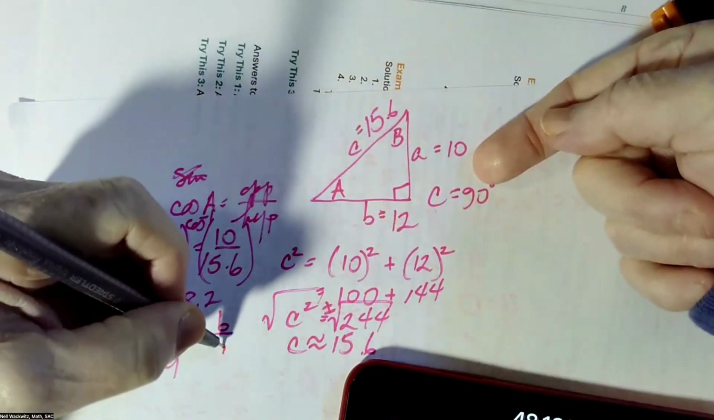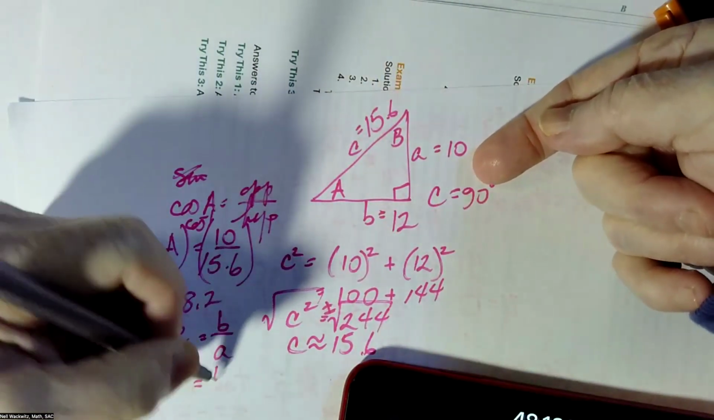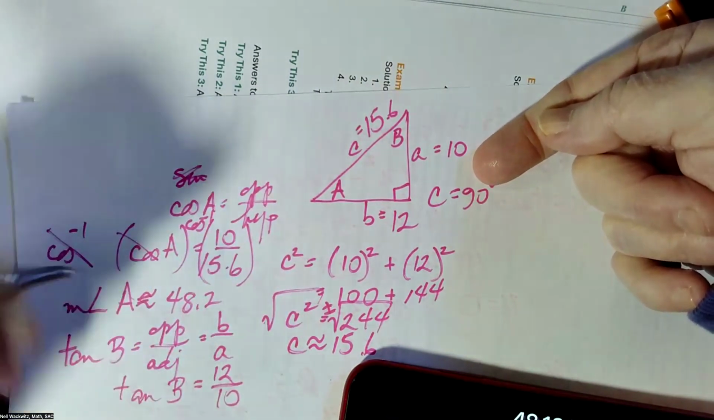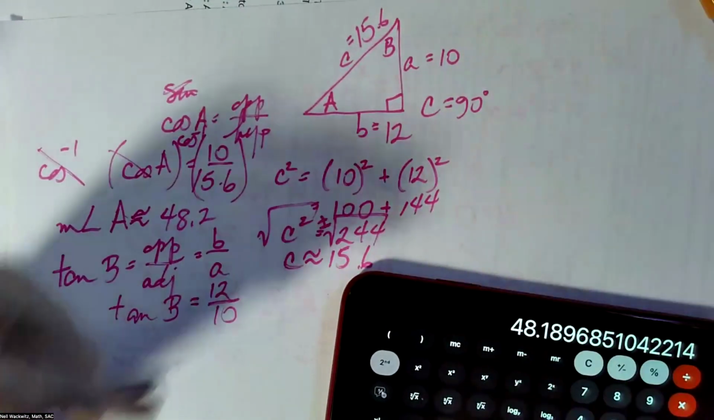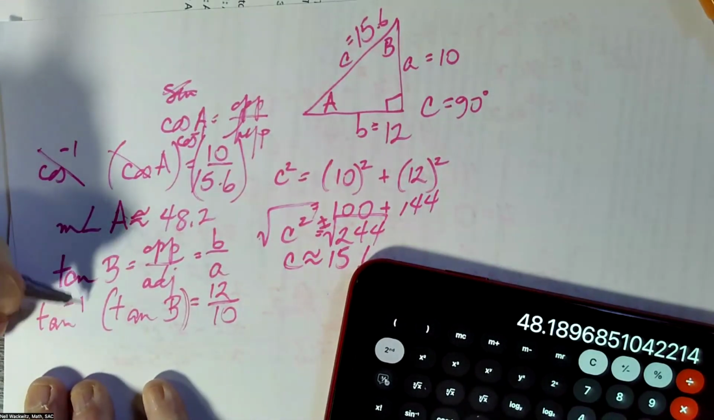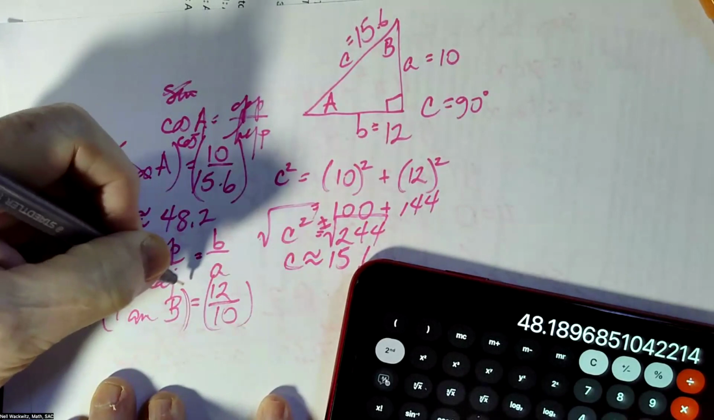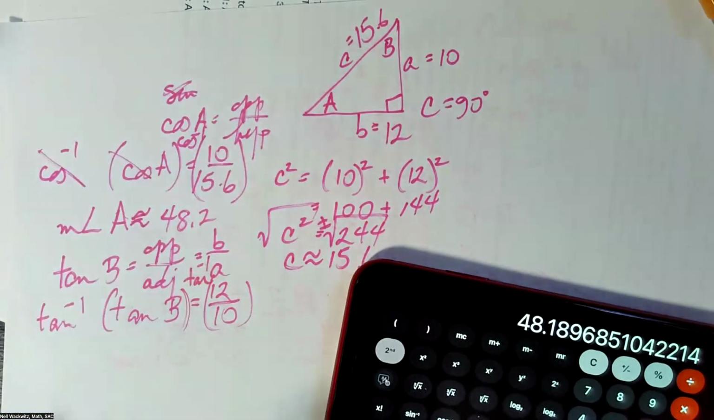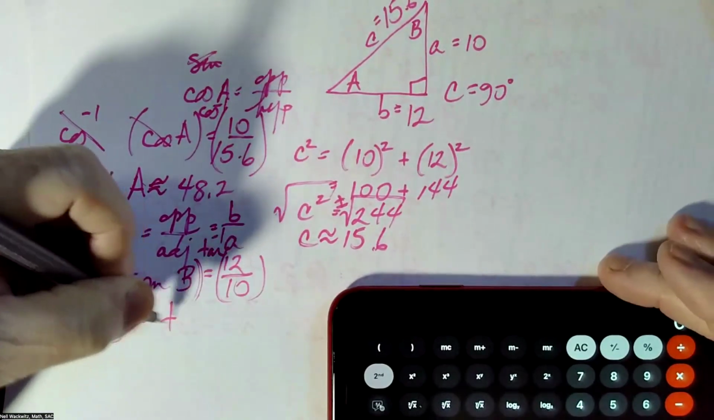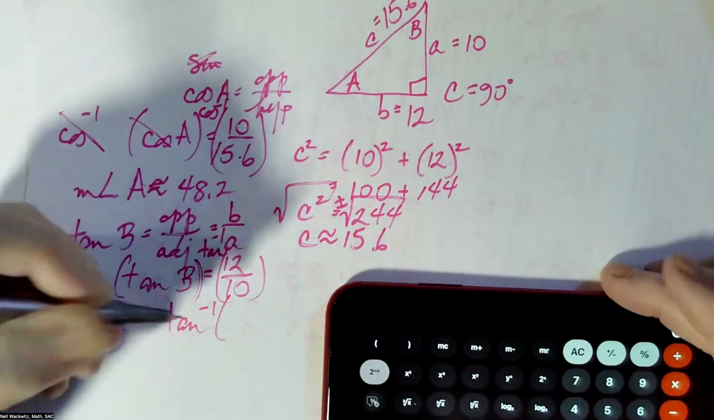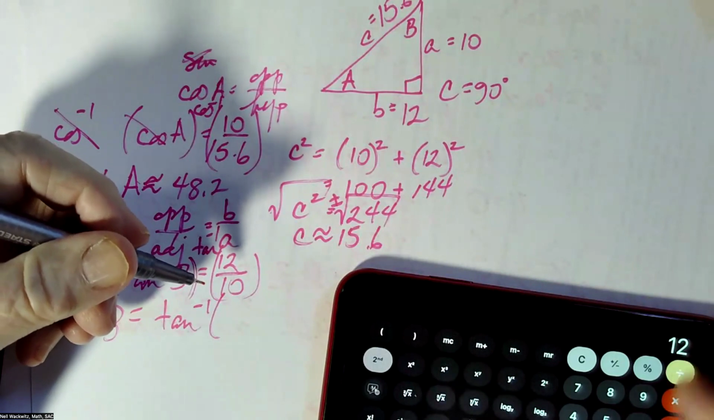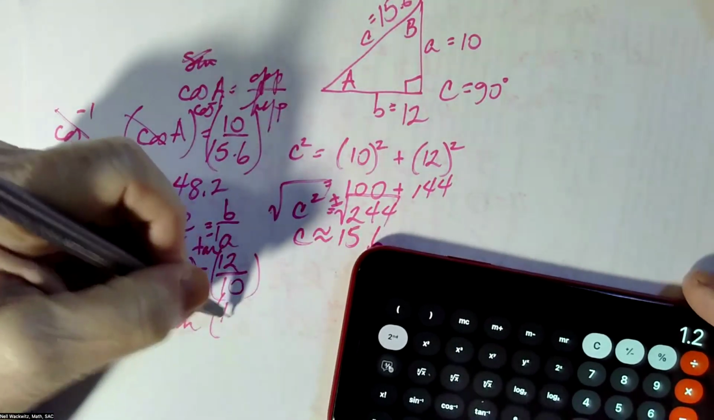Adjacent would be side A. So 12 divided by 10 is the tangent of B. And we're going to take the inverse tangent of both sides to get B by itself. So we get that B is equal to the inverse tangent of 12 divided by 10, and that's 1.2.